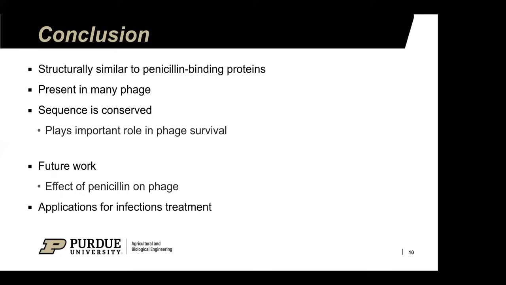So in the future, bacterial infections will probably be treated with a combination of antibiotics and phage. So if penicillin could bind to penicillin binding proteins and affect the efficacy of phage, that would be a very important caveat to the treatment of bacterial infections. So this could have important implications for infection treatment in the future.